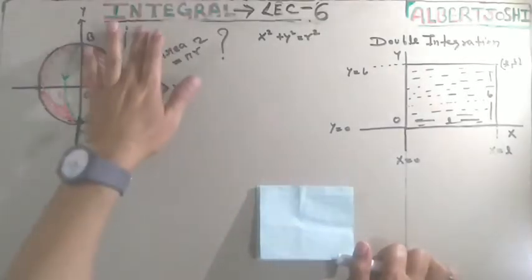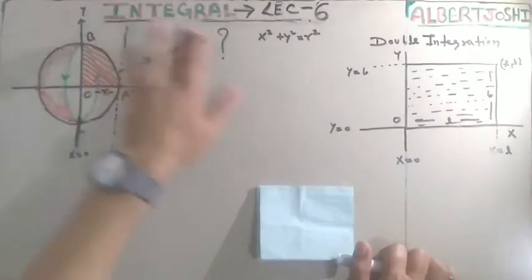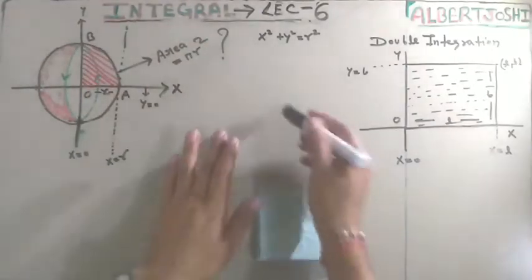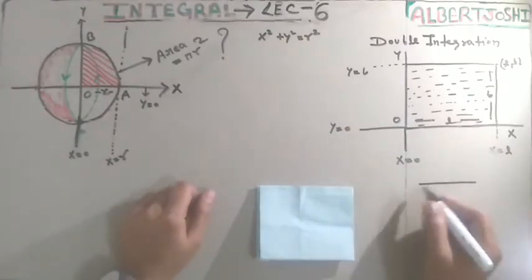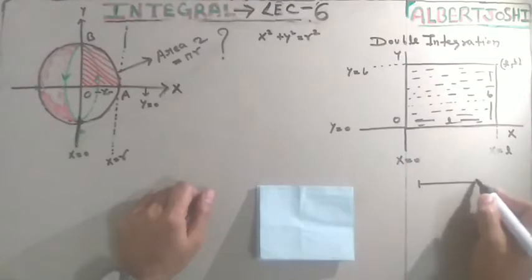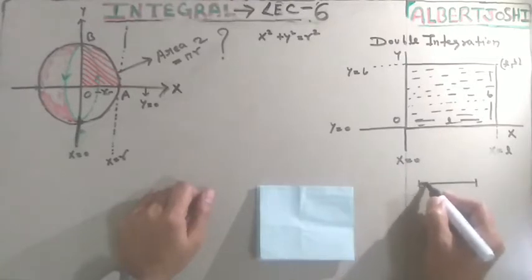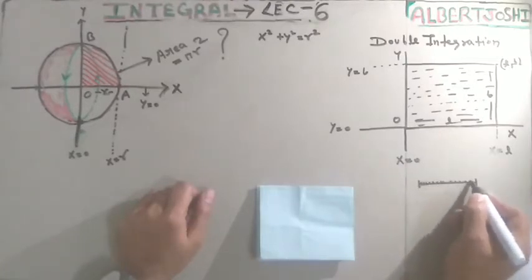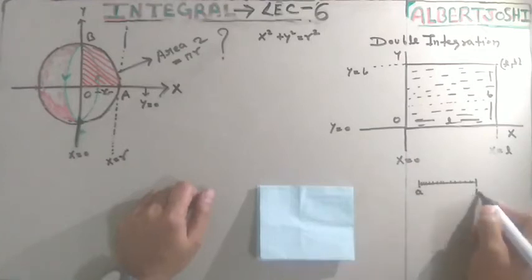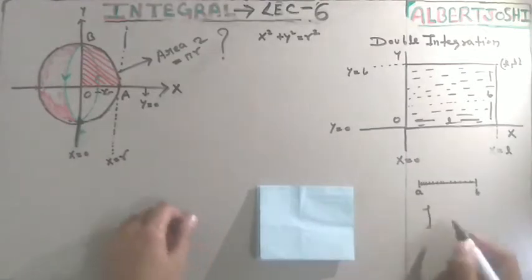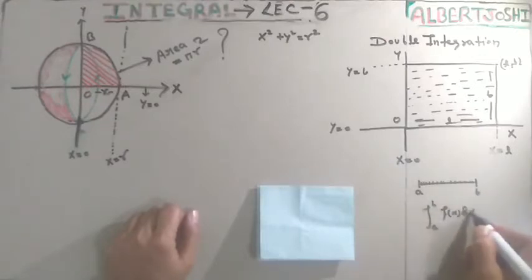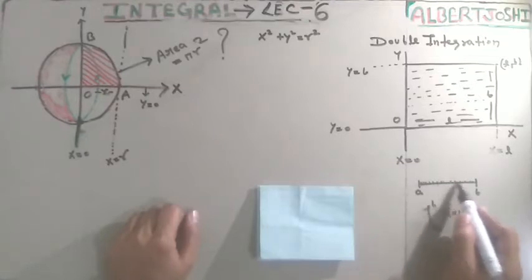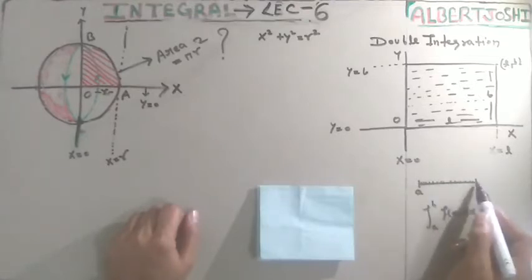What is the exact meaning of integration? Again, I am just explaining what integration means. Integration means you are finding the length. If you are finding the length, you are counting the total number of points from here to here. This is point A, this is point B. With the help of integration, you are counting the total number of points from point A to point B.